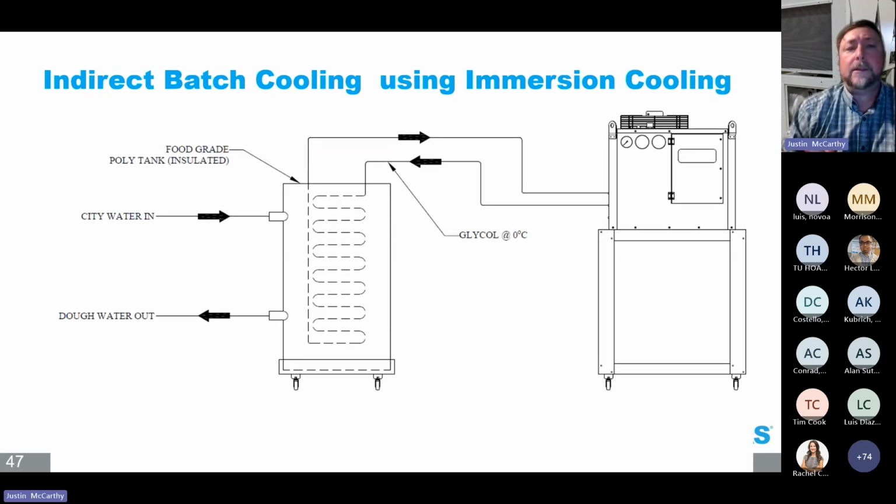Indirect batch cooling using immersion cooling. So you could have an existing tank. We can run some copper or stainless steel pipe and then run some chilled glycol through here to basically run this tank down to temperature for a batch of anything, pharmaceuticals. I've done this one. It really depends on the situation, but immersion cooling is a very nice use of a small package chiller.